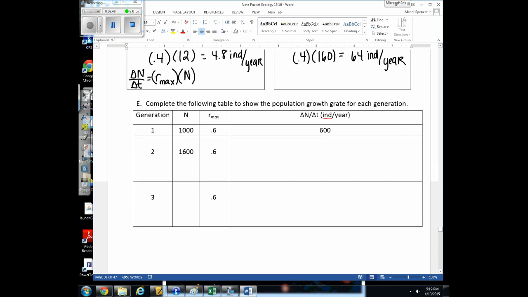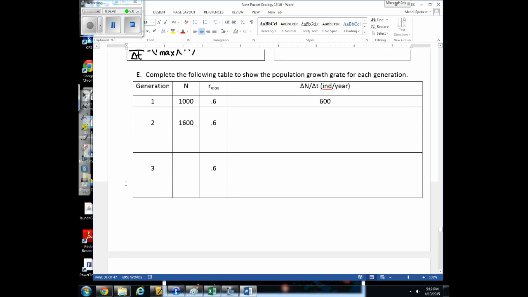Sometimes you're going to be asked to calculate what's the growth rate, what's the change in N over the change in time. Sometimes a problem is going to ask what is going to be the population size for the next generation, or at the beginning of the next year, what's going to be the new population size. Going off of what we were just calculating up there with D.